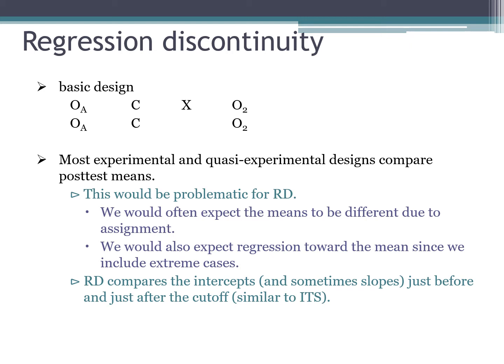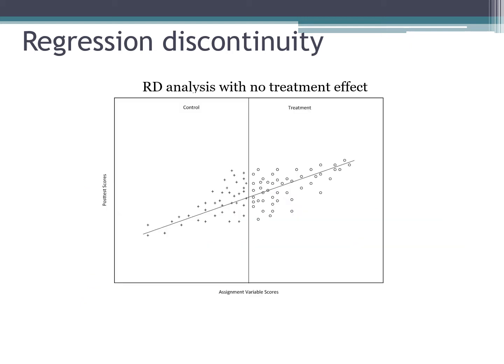Often there's not a strong expectation about the slope, but there could be, and so in that sense it is very much like interrupted time series. Now, if that's not entirely clear, hopefully we can clarify that a bit by looking at a figure.